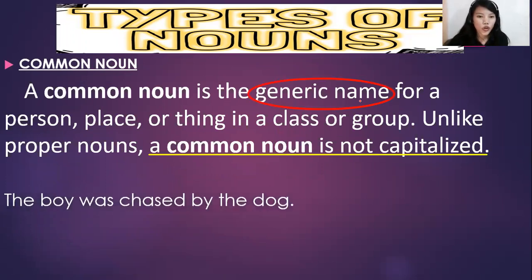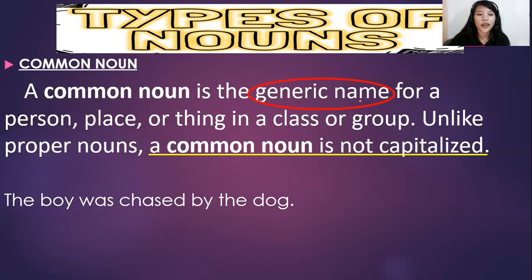As you observe, a common noun is the opposite of a proper noun because a common noun names a general noun, meaning there is no specific name mentioned in the sentence. Also, a common noun is not capitalized because it names a generic name of a person, place, or thing.